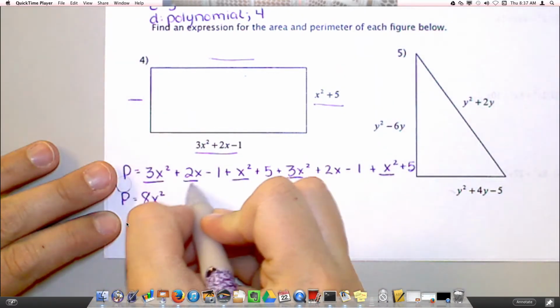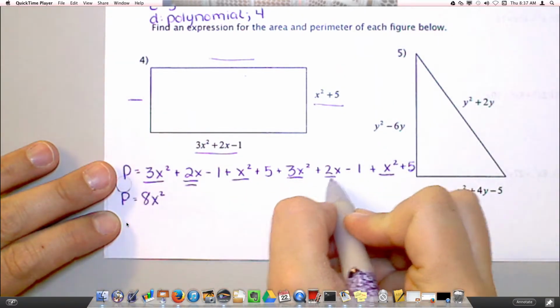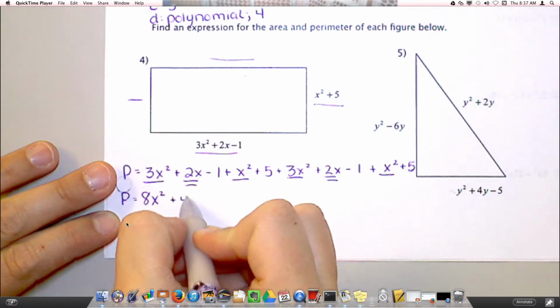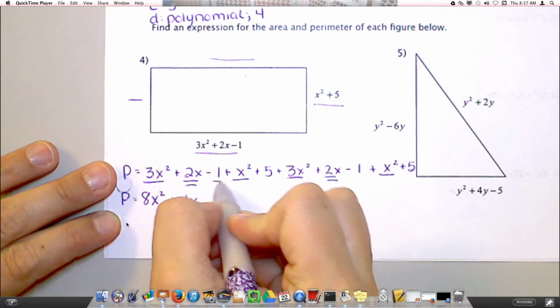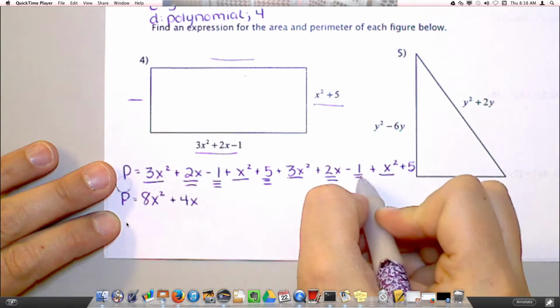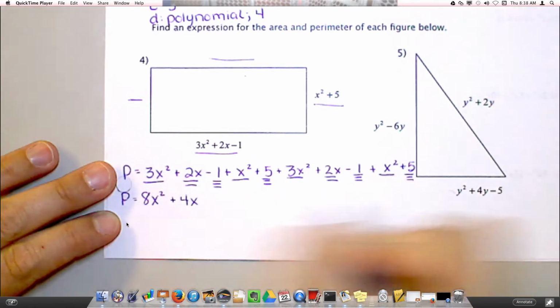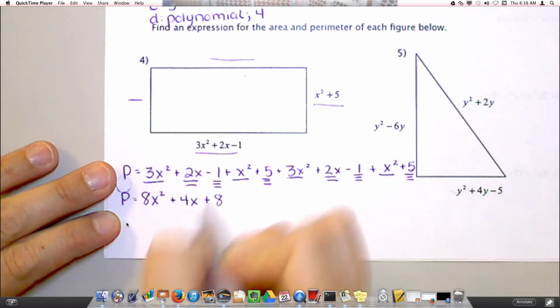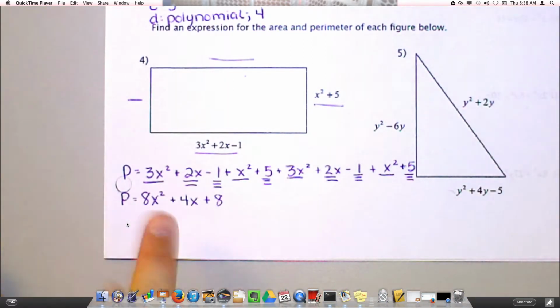Then I'm going to combine 2x and 2x, and that makes 4x. And then I've got negative 1 and 5, negative 1 and 5, which I believe is going to make 8. Okay, so that would be your final answer for perimeter: 8x squared plus 4x plus 8. Questions on that at all? Does that clear up how to do perimeter at least?